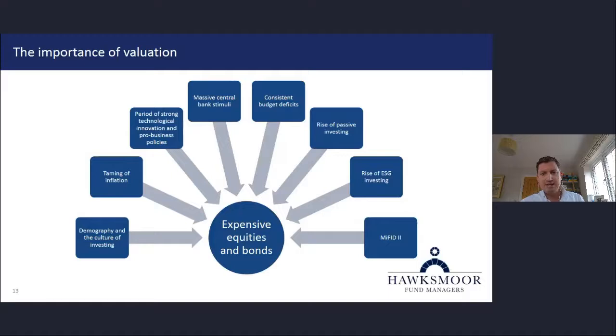And the reason that is, and I think it's really important that we recognize why that is, a number of very powerful structural forces, which I've put on this slide here, whether it be the taming of inflation by central banks, whether it be the rise of ESG investing, MiFID II, a whole host of things, technological progress, demographics, I could go on. A lot of these factors are really quite strong and as I said, they're structural in nature, which means they could be pervasive for some time.